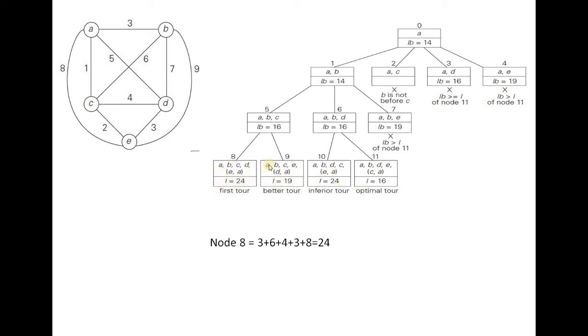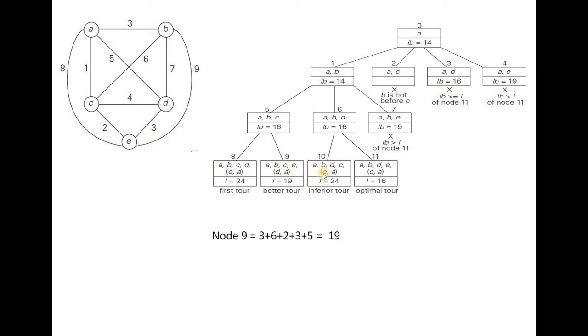Next, we will calculate for this. A to B is 3, B to C. See in the diagram. B to C is 6, C to E is 2, E to D is 3, and D to A is 5. So total cost is 19. This is the least cost for node number 9.